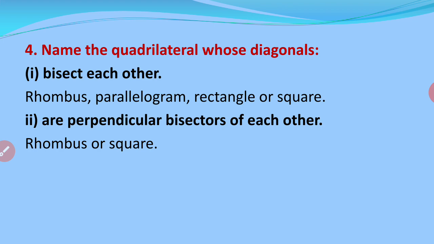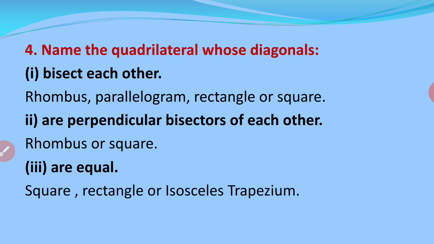This is true for the rhombus and the square. So it can be a rhombus or a square. In both figures, the diagonals are perpendicular also. The diagonals are equal. This is true for a rectangle, a square, and an isosceles trapezium also.